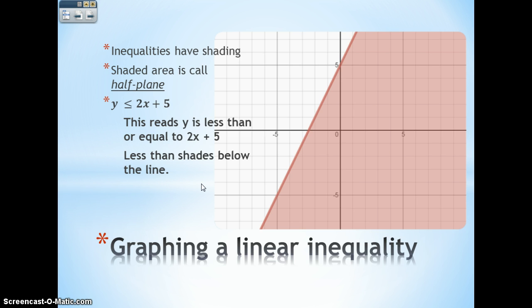A good way to check is to pick a point that is within this shaded region. I'm going to pick the point (0, 0). When I plug in 0 for x, I get out 5. Is 5 greater than 0? Well, yes, it is. So we know those are solutions.